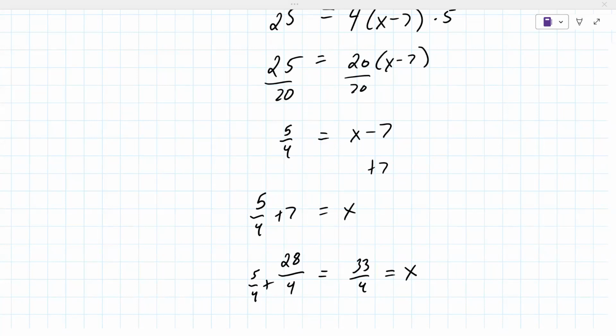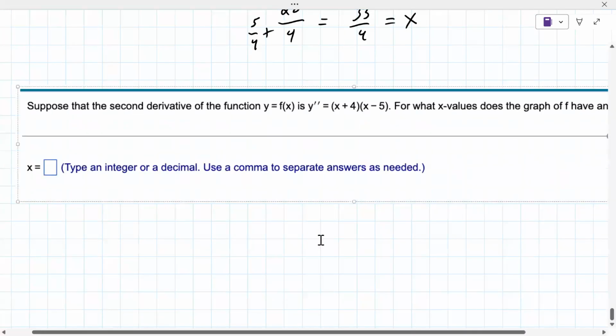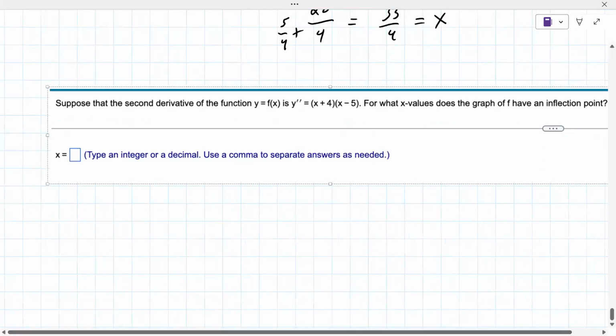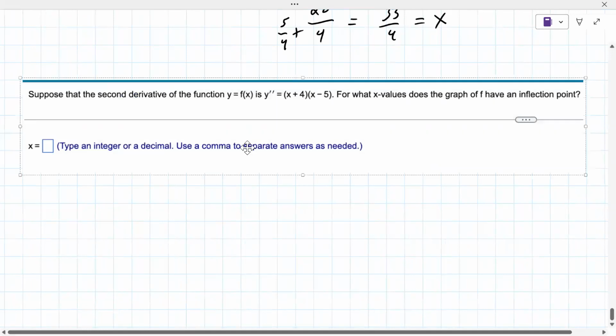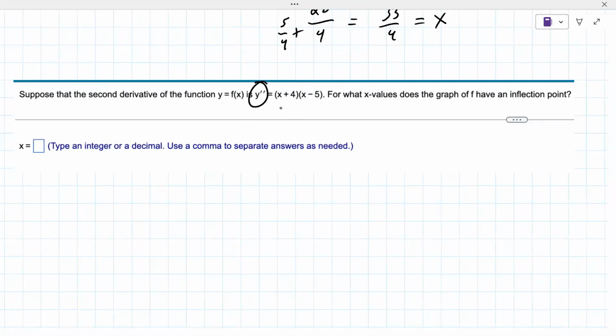It didn't say you write it as a fraction, because that's usually an indicator that you're on the right track. Okay. It says, suppose that the second derivative function is given. Right now, they're giving you the second derivative. Like, you don't have to calculate the second derivative. It's really important to make sure you see that.